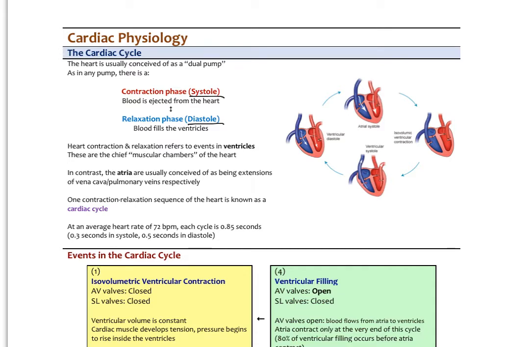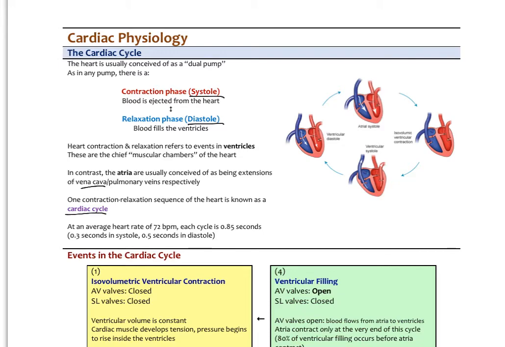So we're really focused more on the ventricles here. We can really think of the atria as more extensions of the venous system, the vena cava and the pulmonary veins, respectively. So they're kind of like enlargements of the veins. So again, they're very thin-walled muscularly, and so we don't really look at systole and diastole as much in the atria. One contraction relaxation cycle is known as the cardiac cycle.